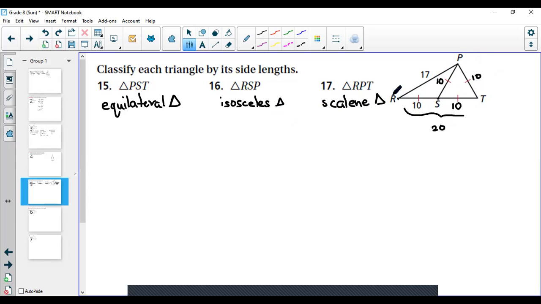So before you start doing the question, first read the figure, read the diagram and write down the numbers wherever possible. So that will be easier for you to classify the triangles.